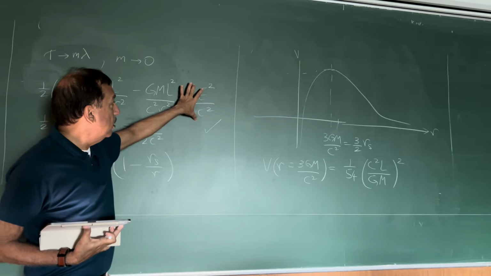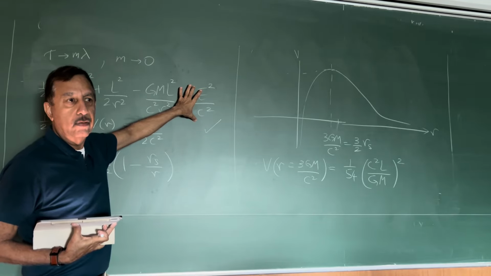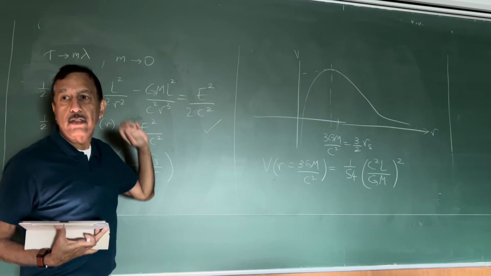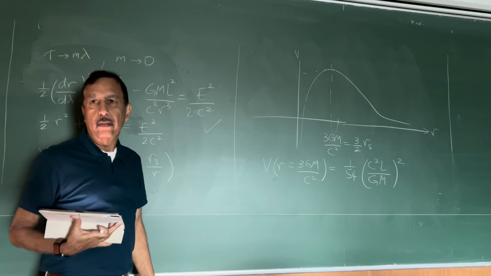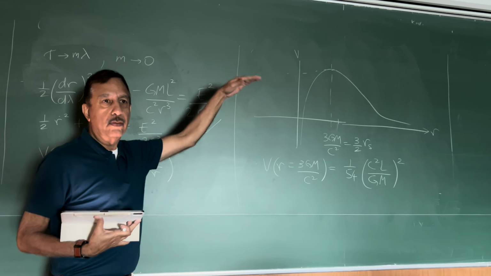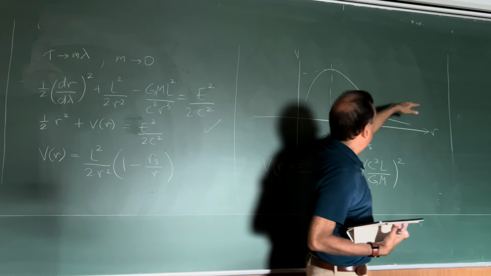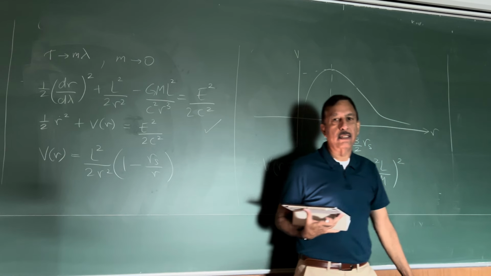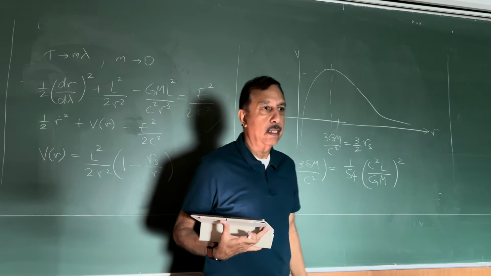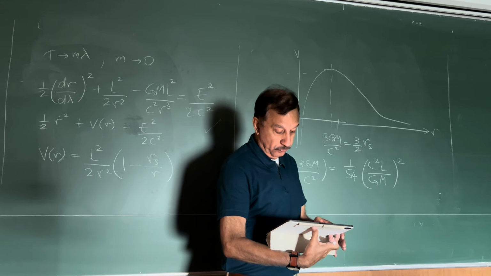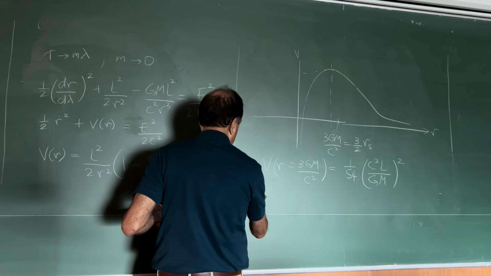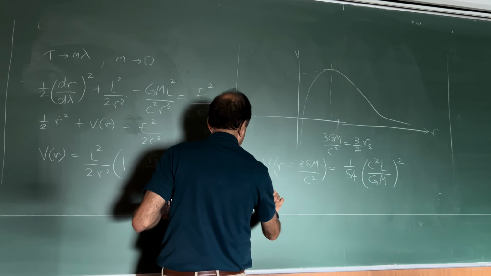Okay, so if this energy that we assign the photon is larger than that height, then the photon will just fall into the star, and if it's smaller, then it will come up to here, be reflected at this point and go back. So that's the turning point. Okay, clear? Good.